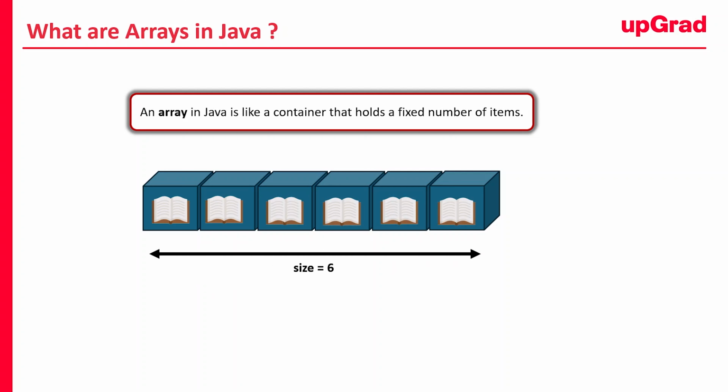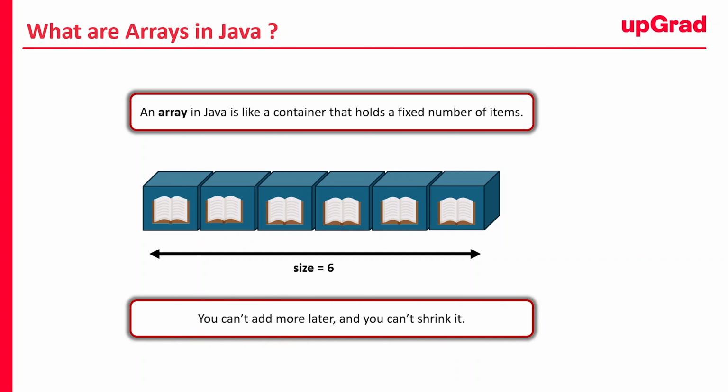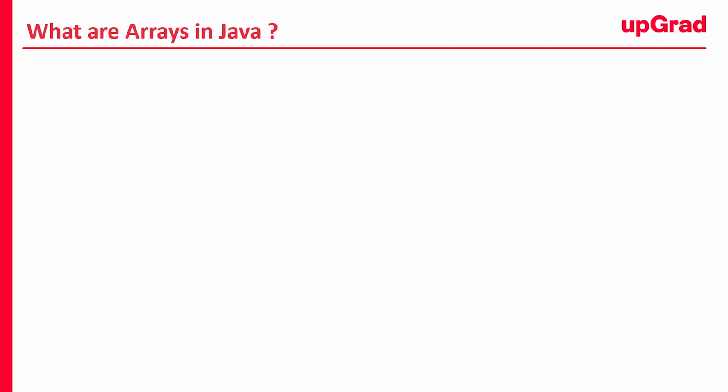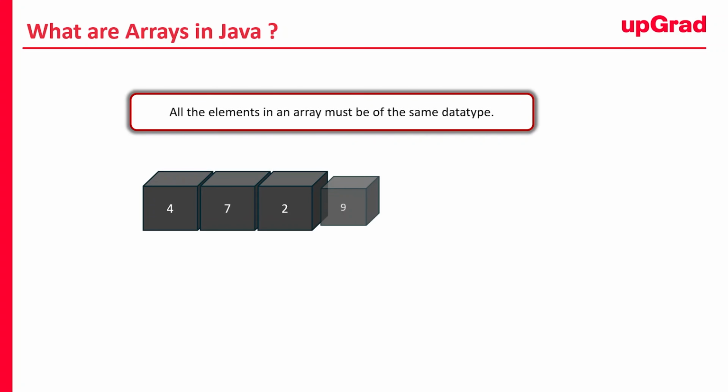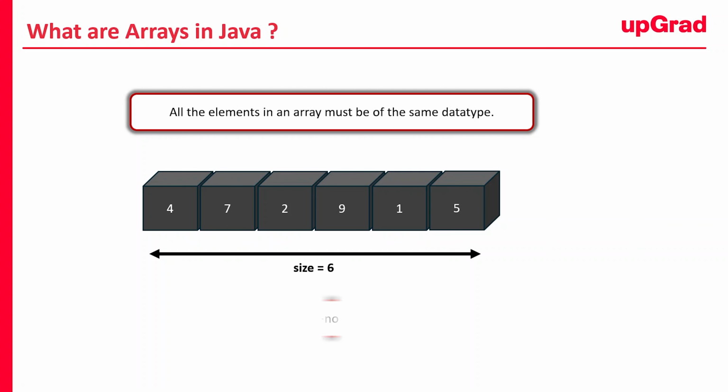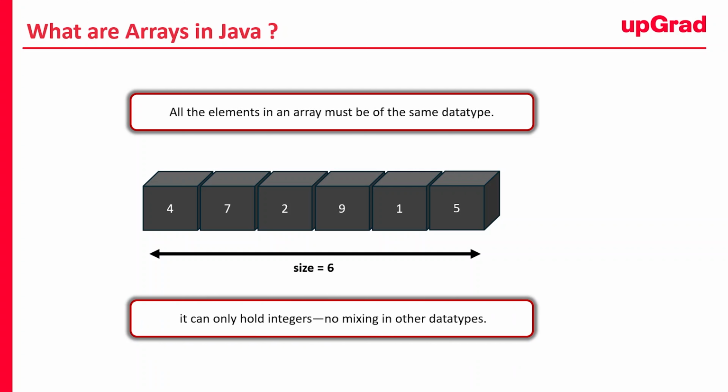So basically, it allows you to store multiple items of the same type in a contiguous block of memory. Once you create an array and its size is set, say you create an array to hold 6 items, it will always have space for exactly 6 items. You can't add more later, and you cannot shrink it later. Next, all the elements in an array must be of the same type. If you create an array of integers, it can only hold integers, no mixing in other types like strings or characters.